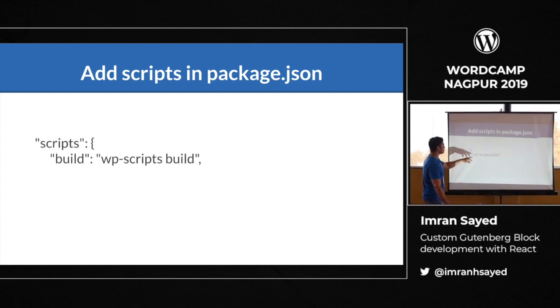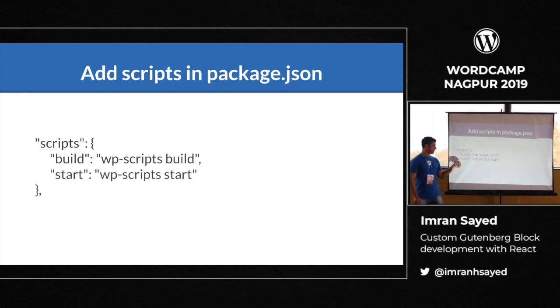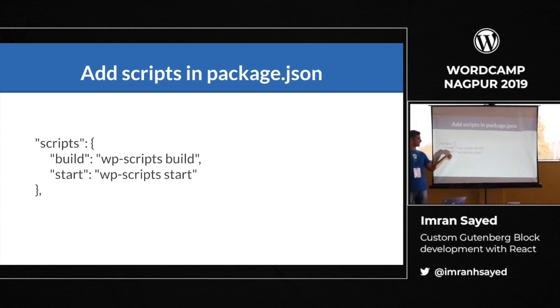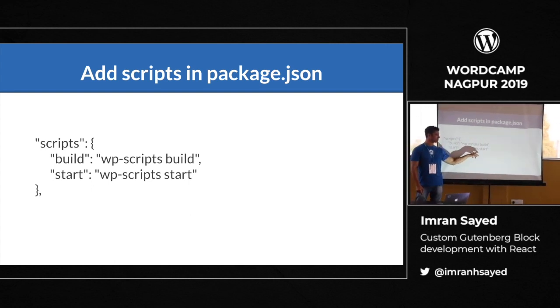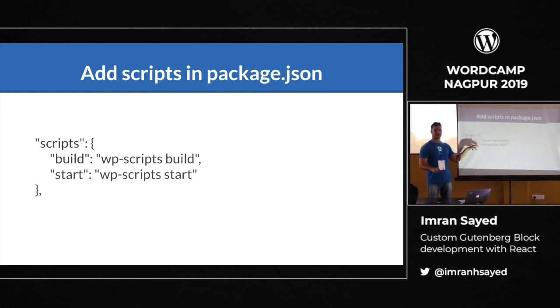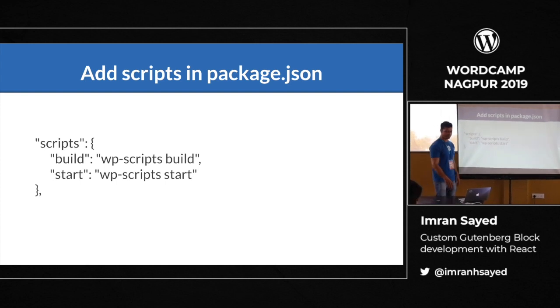The next thing you need to do is add some scripts in your package.json. This script is going to run Webpack and Babel in the background, and is going to eventually use wp-scripts start. You can change the name, you can put any name you want. You can do npm run start and install a development server, which is going to bundle all your files. This is for the build process when you are publishing it live.